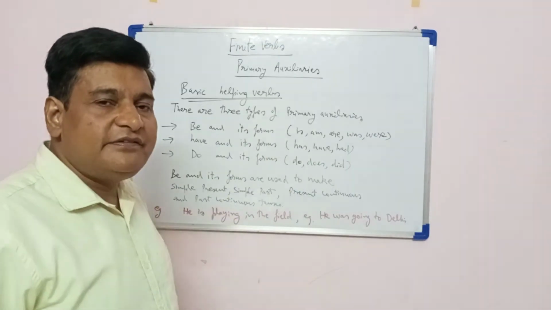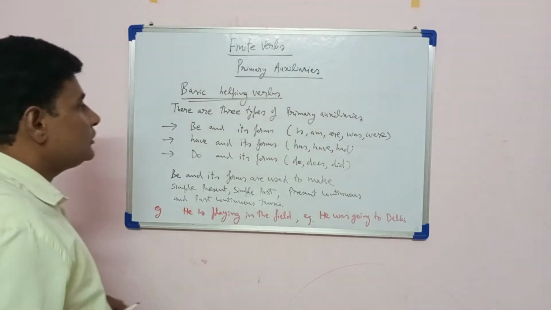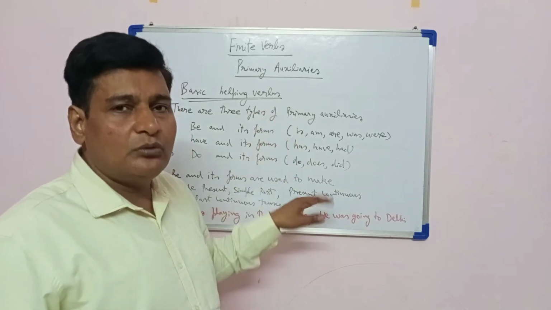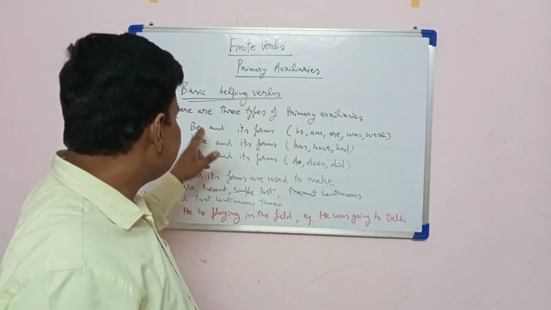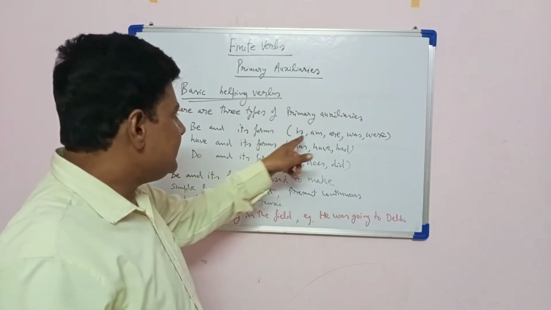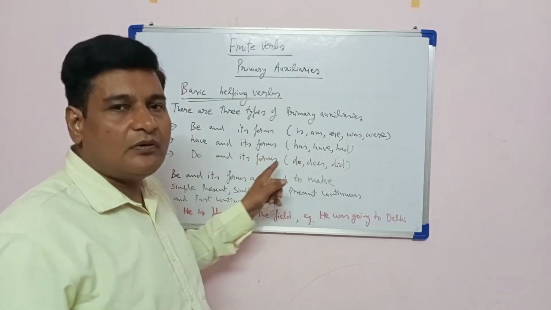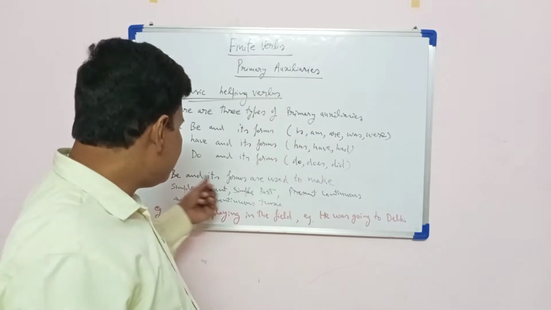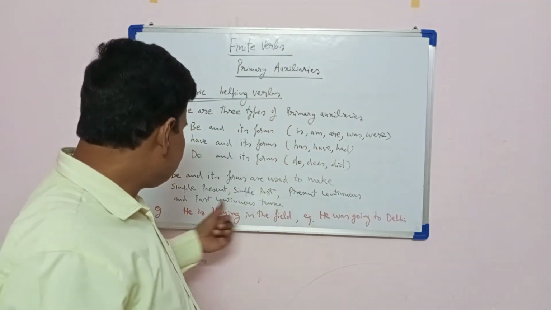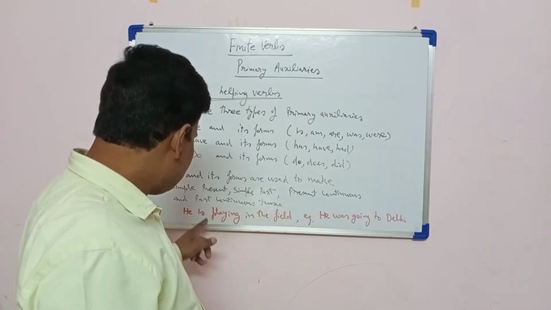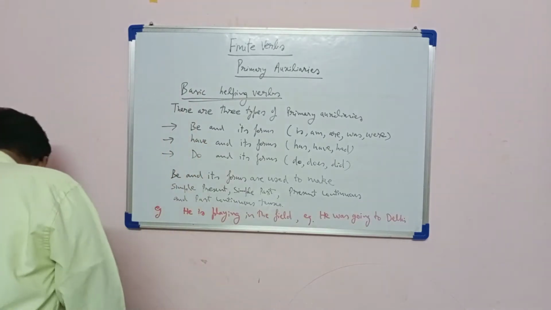Let us move further and see some other examples. Those who want to note it down, they may do so. There are three types of primary auxiliaries: be and its forms, is, am, are, was, were; have and its forms, has, have, had; do and its forms, do, does, did. Be and its forms are used to make simple present, simple past, present continuous and past continuous tenses. He is playing in the field. He was going to Delhi. Let us see some other examples.